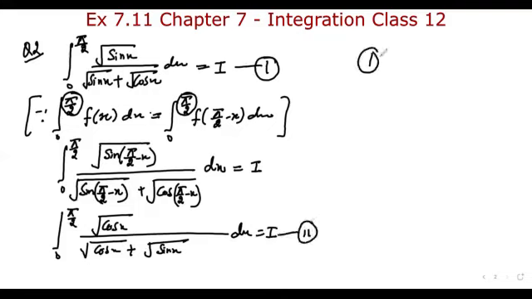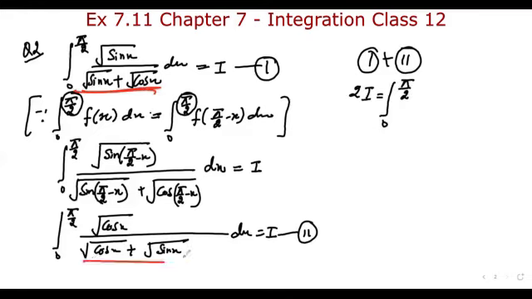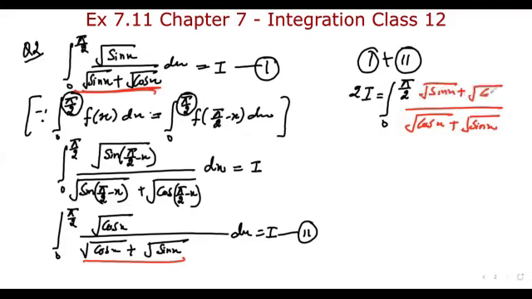If I add first and second, I will get 2I. The limit is the same, 0 to pi by 2. We have the same denominator, so we can have the LCM as root cos x plus root sin x. And numerators will be added. This will be root sin x plus root cos x dx.